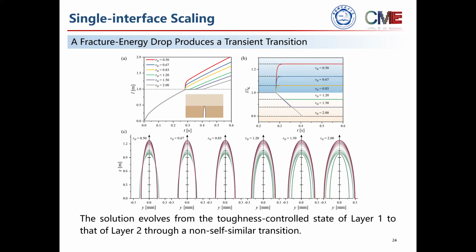But in either case, the response is not an instantaneous jump from one homogeneous solution to another. Instead, the fracture passes through a continuous non-self-similar transition. The important observation is that the transition has a finite duration and a finite penetration distance. Once this distance is identified, we can ask whether the next interface is encountered before or after the current disturbance has relaxed.